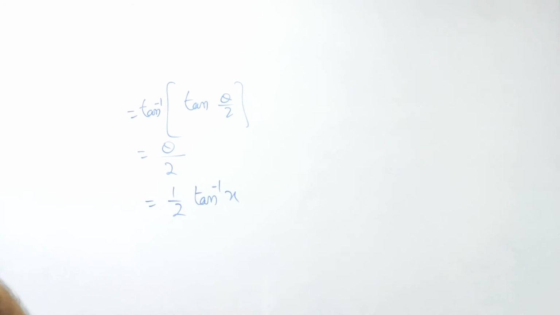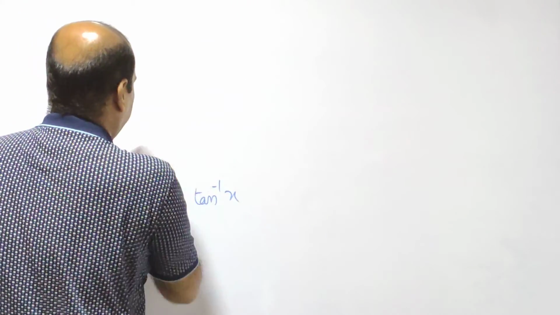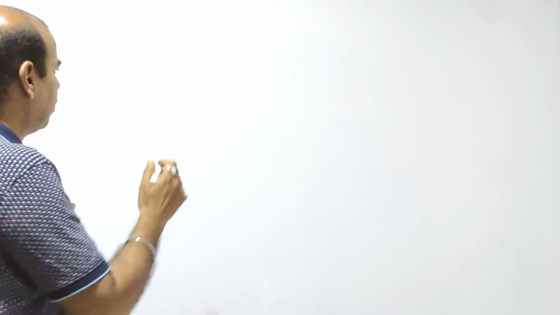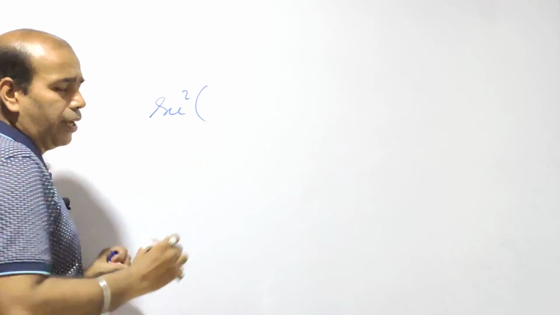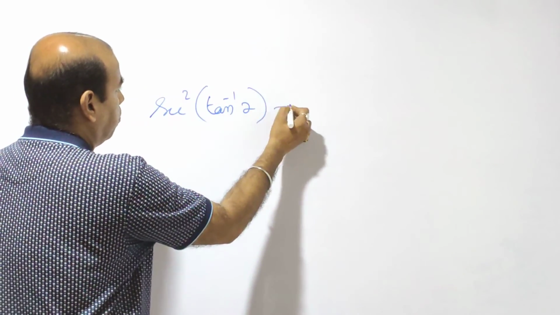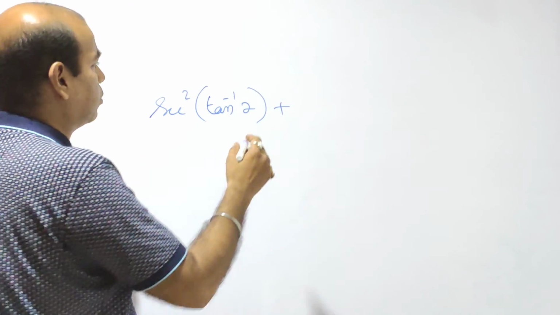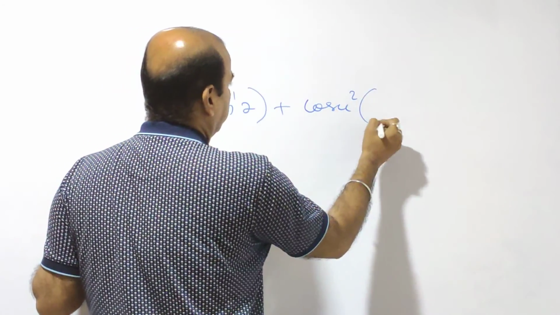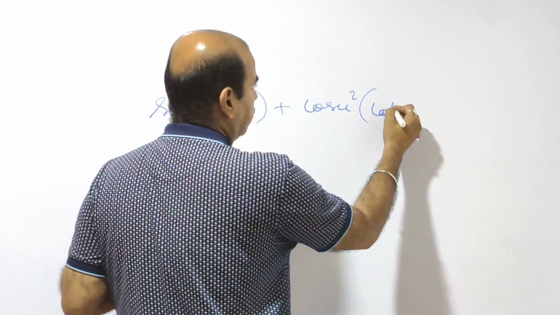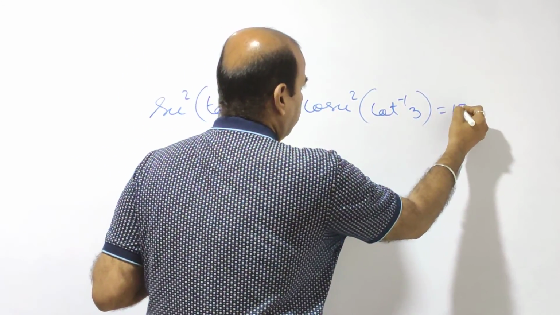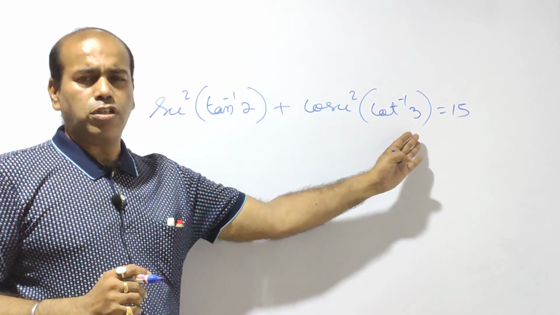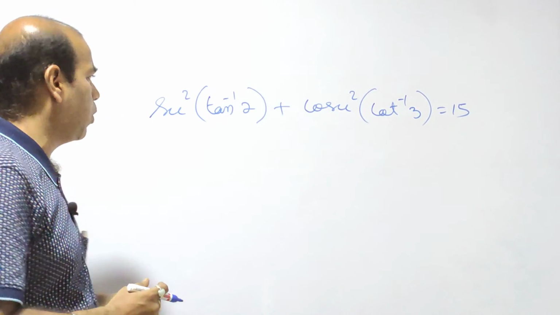Next is, find the value. Let me take a question. Sec square tan inverse 2 plus cosec square cot inverse 3 equals 15. And the proving question, not a solve, proving. So this sort of questions are very important from an examination point of view.